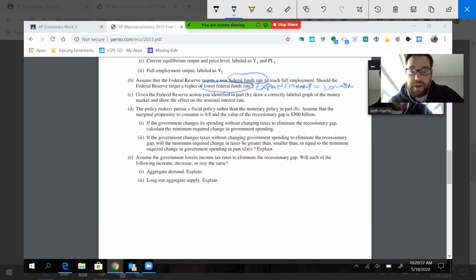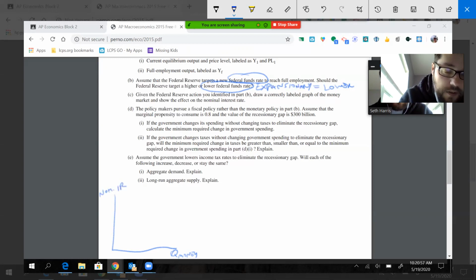Given the Federal Reserve action you identified in part B, draw a correctly labeled graph of the money market and show the effect on the nominal interest rate. Okay, so let's just sketch this one down here. Quantity of money. Up here we have nominal interest rates. All right, so we have a demand curve for money. We have a money supply. Let's call that money supply 1. Okay, we initially started here. Let's call that R1, interest rate number 1.